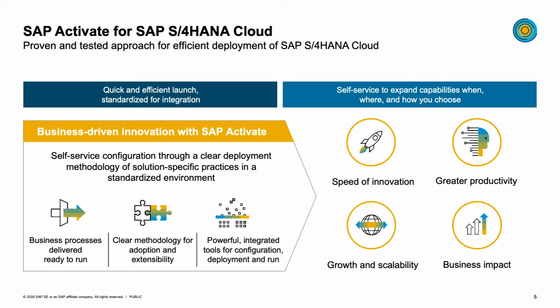So SAP Activate consists of 3 components that you can see on your screen here. I'll take it from the left to the right. So I'm going to start talking about the business processes. That's the first big component of SAP Activate, are the ready-to-run business processes. In case of SAP S/4HANA Cloud, it is a set of best practices that SAP delivers, pre-configured, ready to run in the system that greatly accelerate the time to deploy.